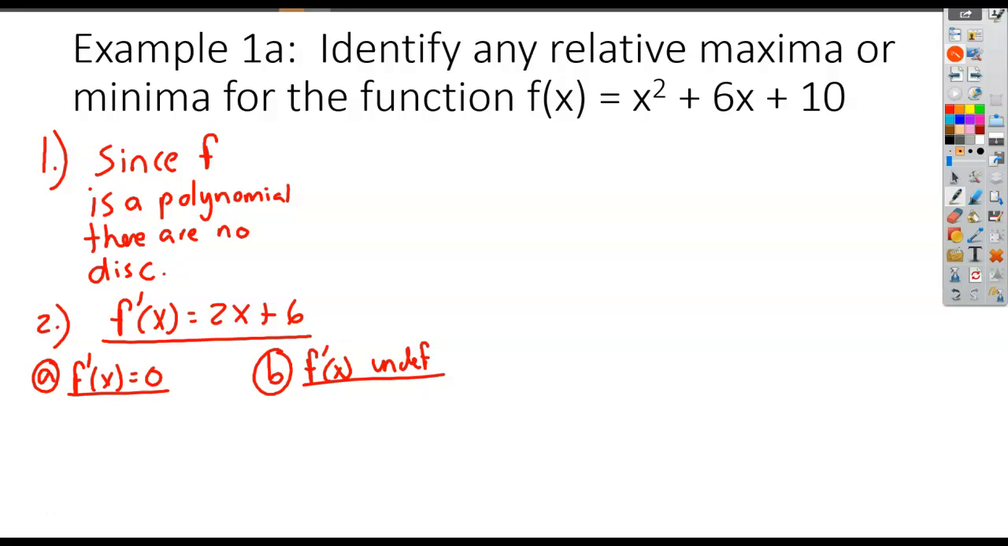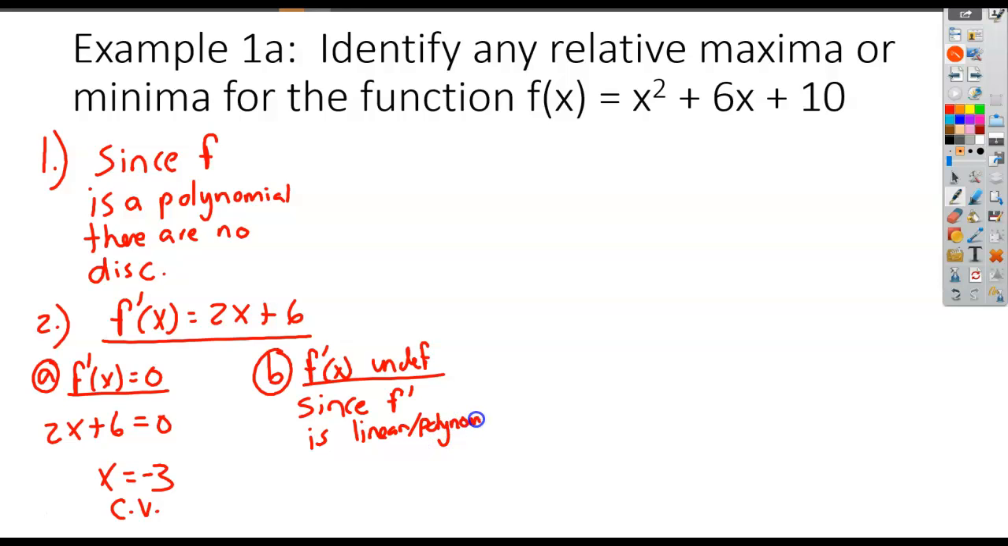So to do that, we're going to take our derivative, which is 2x plus 6, and we're going to set that equal to 0, and we're going to solve. So if I subtract 6 and divide by 2, I end up with x equals -3. So this is a critical value, right? That's a critical value. Over here, since f prime is a linear function, which also is a type of polynomial technically, there are no places where it's undefined.